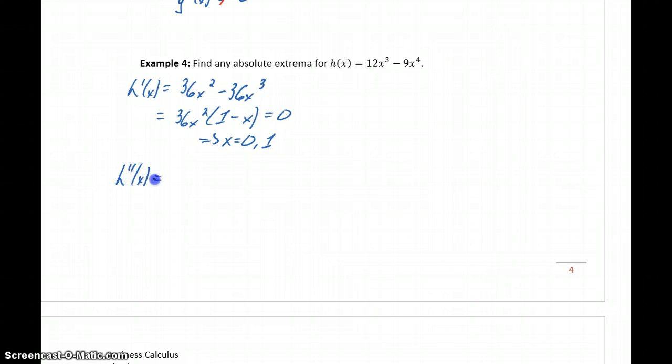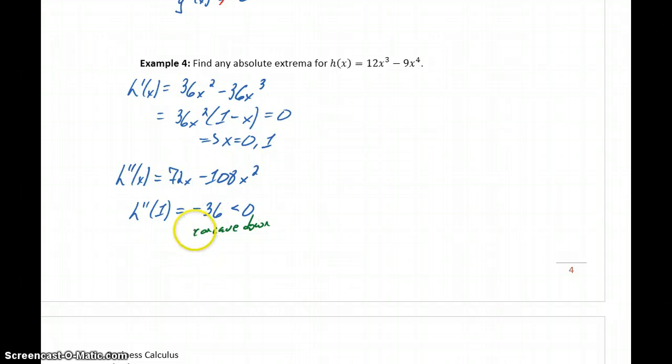So then considering the second derivative of our function, we'll take the derivative of the derivative to get 72x minus 108x squared. So we have the second derivative, so using the second derivative test, we can evaluate the second derivative at 1. So plugging in 1, we would get negative 36 into our second derivative. That result is less than 0, meaning that at this point our function is concave down. So if our function is concave down, that means we have a local maximum occurring.